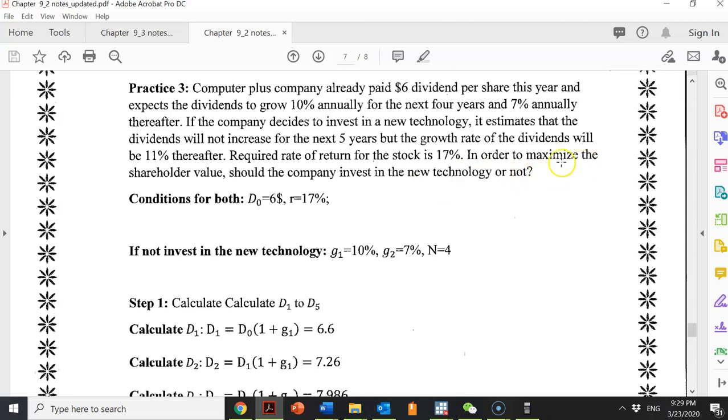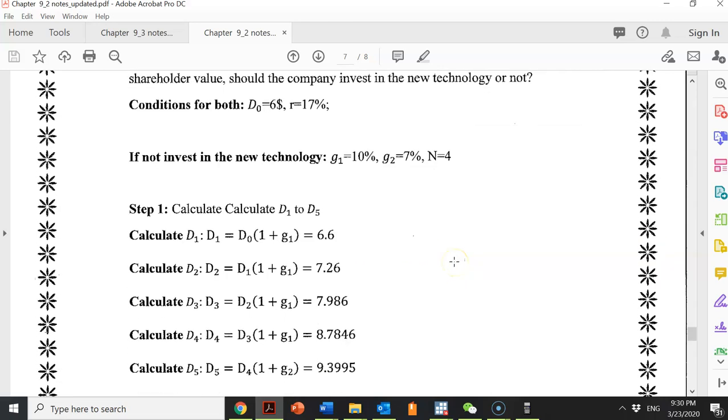Okay, we want to maximize the shareholder value, meaning we want a higher stock price. We need to calculate stock price for both cases and see which one is higher. So we would decide whether to invest in the technology or not. Okay, conditions for both. D0 again is $6, R is 17%. In the first case, not investing, we have G1, G2, and N here: 10, 7, 4.